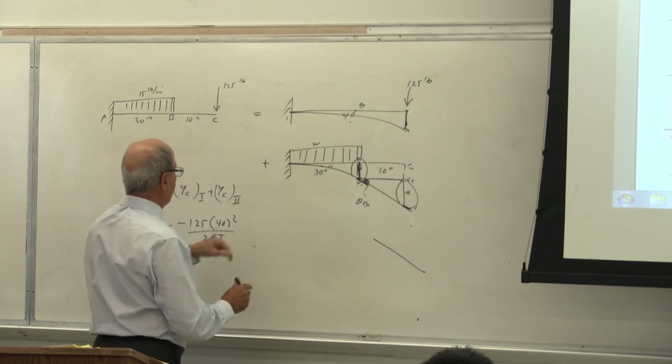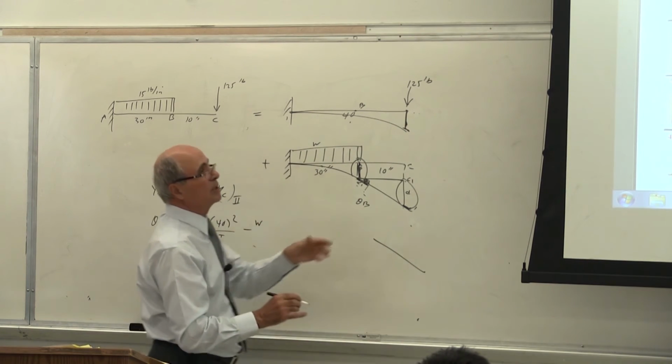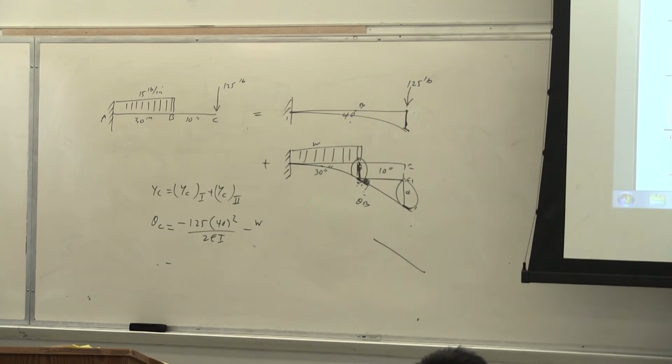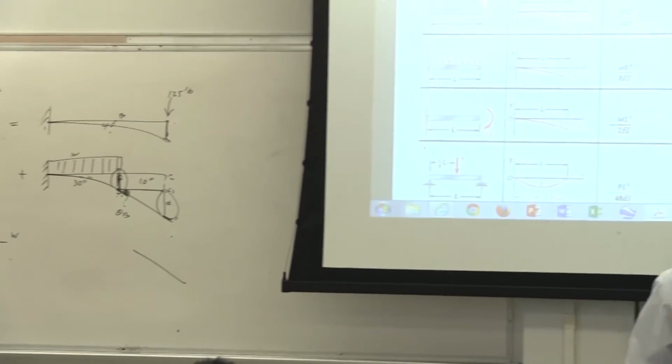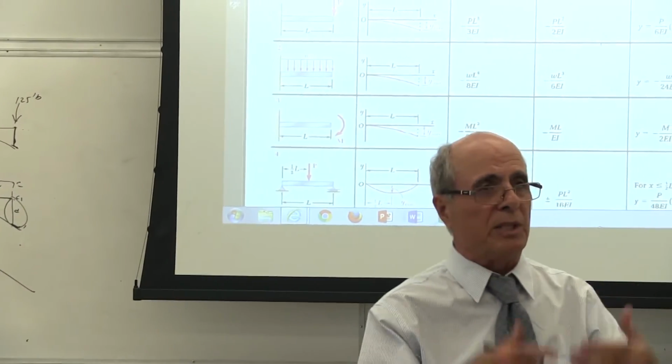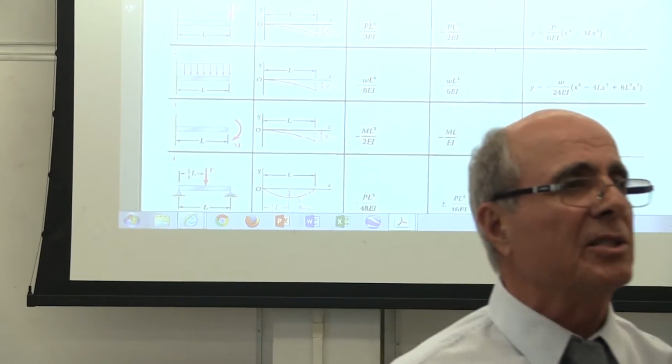So theta at b, how much was it? Minus w L cubed divided by 6. So I don't have to add anything to it. That's what I thought your question was. Is that correct or not?